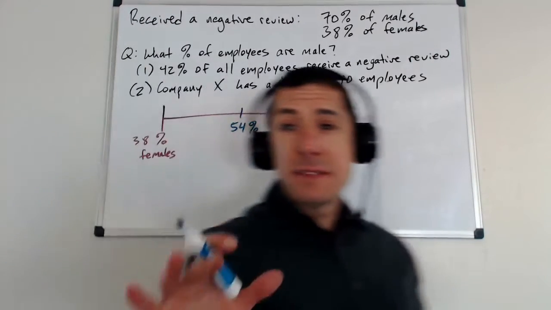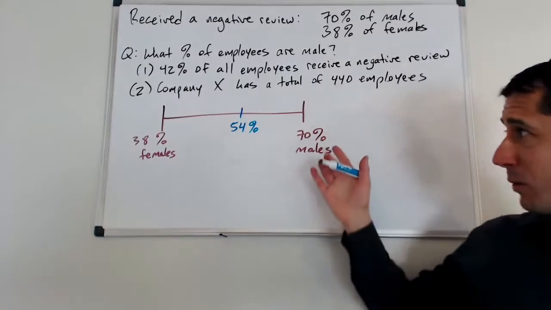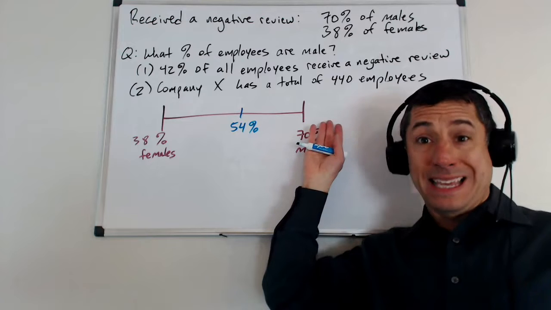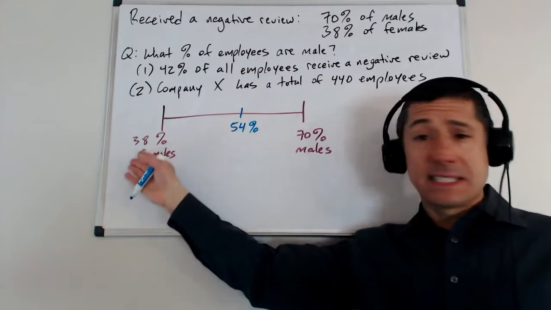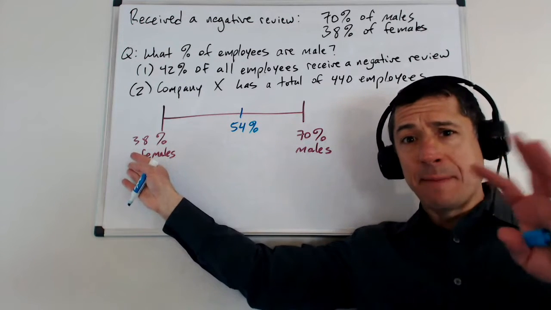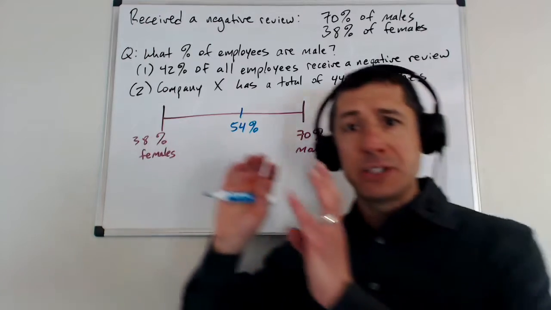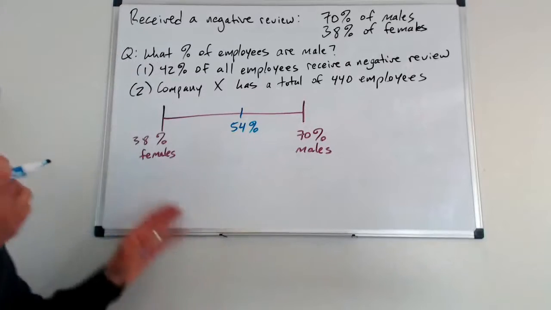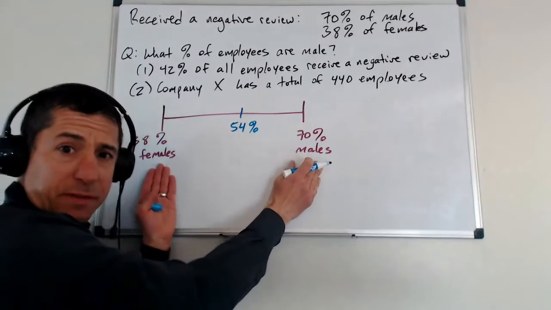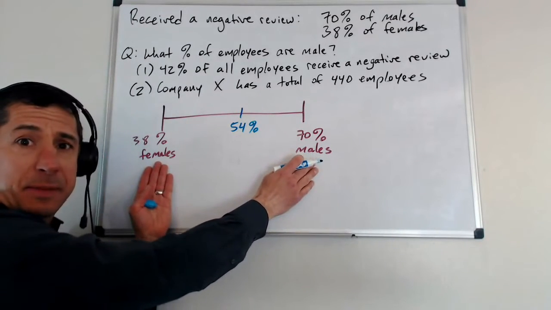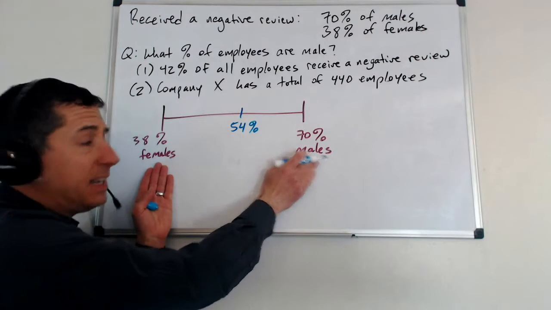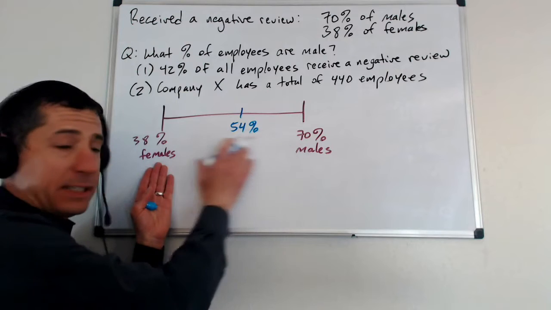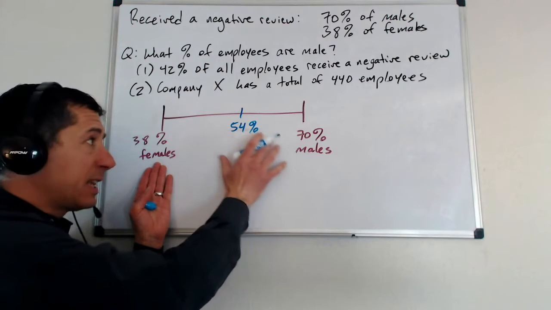And the GMAT loves to play with this concept. There are some great questions floating around out there where they get at the idea that company-wide, it can't be more than 70%, can't be less than 38%. They'd love to come at this in a conceptual direction. And if you find yourself doing tons of algebra, you're going to miss the point. So again, the intuition here is once you know those endpoints, 38% of the females get a negative review, 70% of the males, as soon as you know what percent of the whole company does, it's going to tell you the proportion of men to women in the overall population of the company.